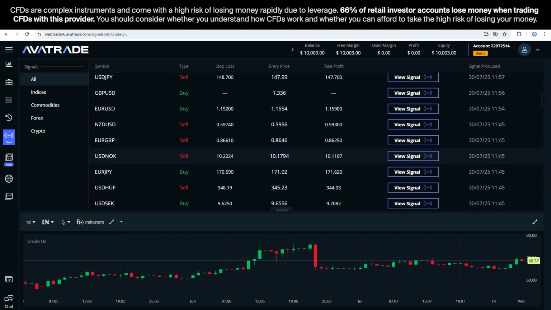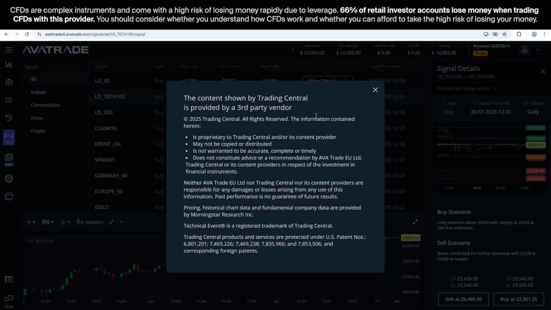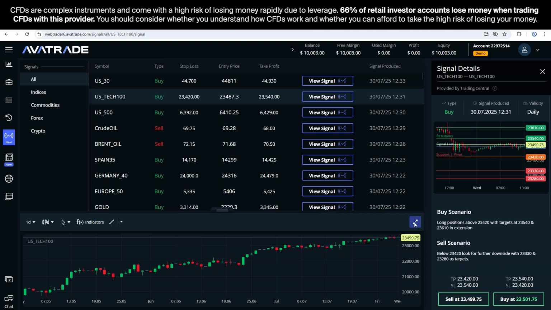Why would I care if a signal was analyzed 5 minutes ago or 5 hours ago? Okay, what do you think, guys? Will there be a difference of a signal that was analyzed, that the analysis, as you can see, by the way, it's not done by AvaTrade, it's done by Trading Central. So what do you think? Will there be a difference if a signal was analyzed now or analyzed a few hours ago? What do you think? Of course there will be.